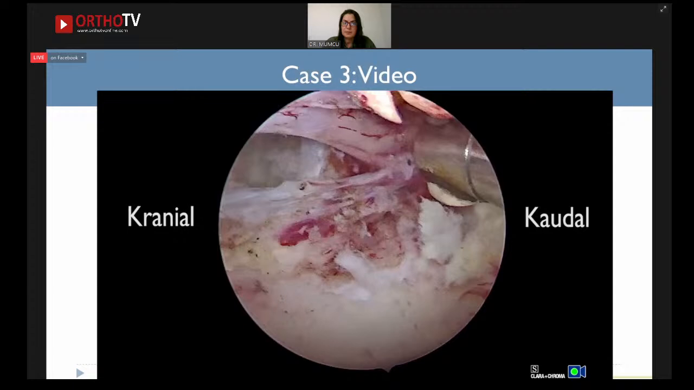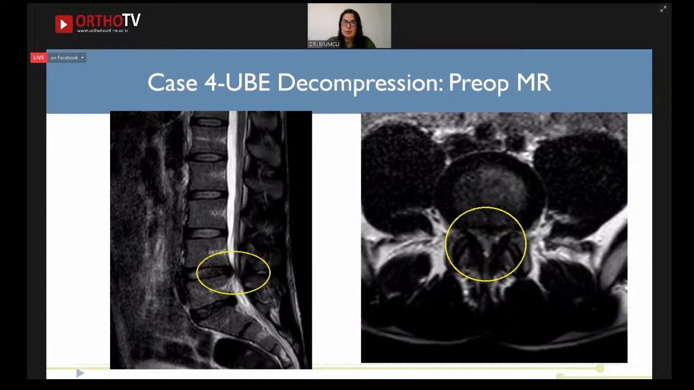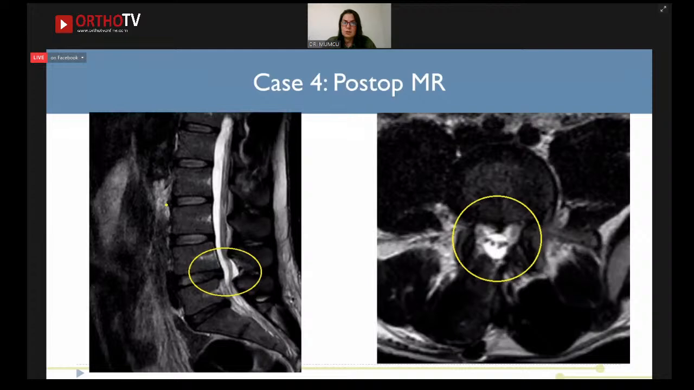Fourth case, a 29-year-old man presented with severe pain in both legs with claudication. Preoperative MRI images show severe spinal stenosis with herniated lumbar disc at L4, L5 level. After UBE surgery, the central canal is fully decompressed. A postoperative MRI was taken 1 day after the operation, showing sufficient decompression of the spinal canal and adequate resection of the lumbar herniated disc. Here, this is the UBE stenosis surgery.